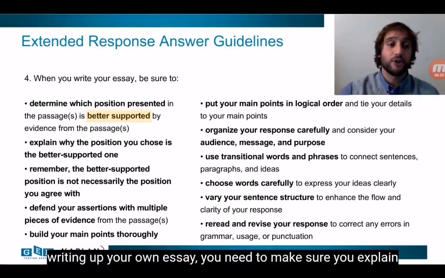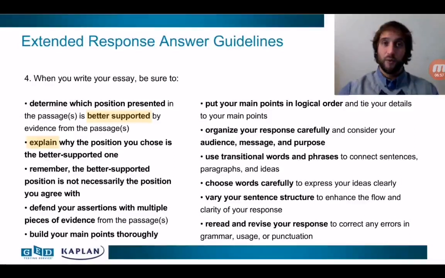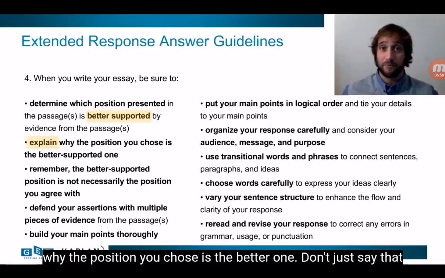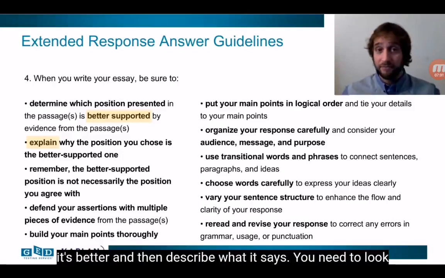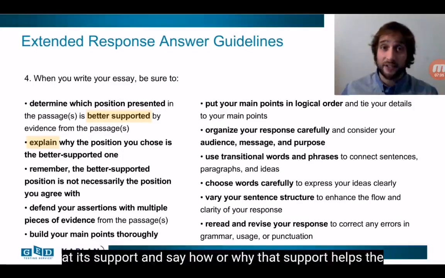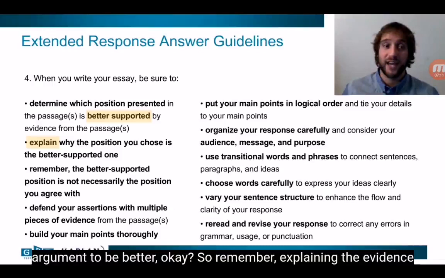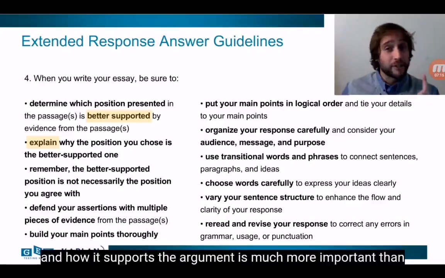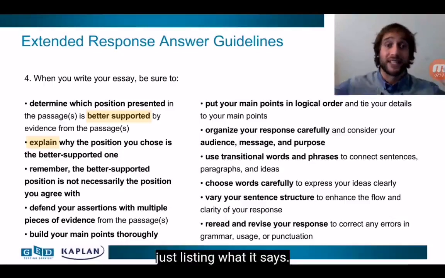Now, here's another really huge point, is that when you are writing up your own essay, you need to make sure you explain why the position you chose is the better one. Don't just say that it's better and then describe what it says. You need to look at its support and say how or why that support helps the argument to be better. Okay? So remember, explaining the evidence and how it supports the argument is much more important than just listing what it says.